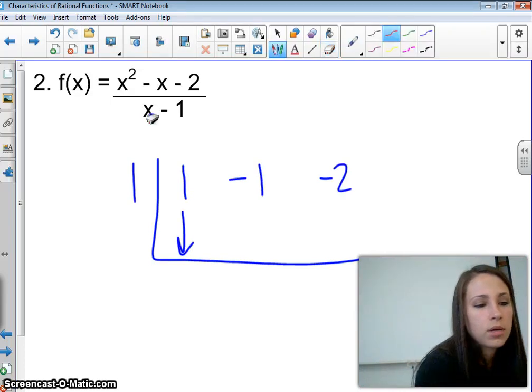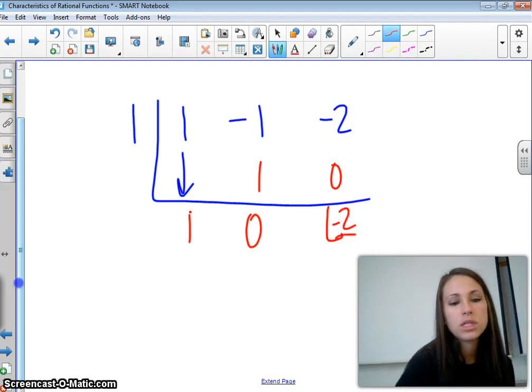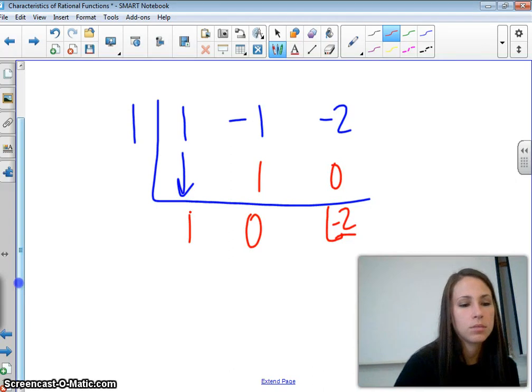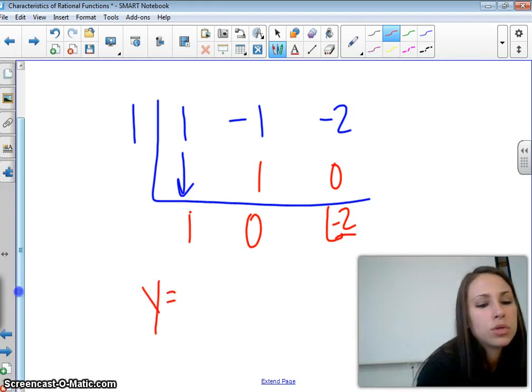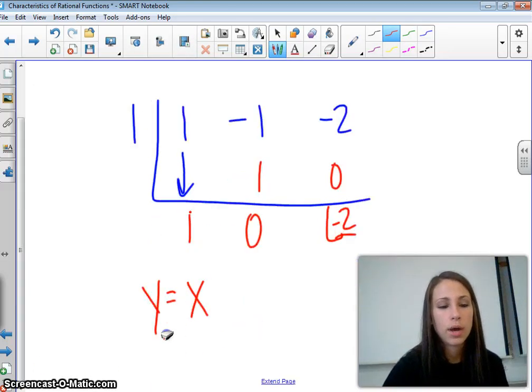So I'm going to bring down my 1. 1 times 1 is 1. That'll be 0. 1 times 0 is just 0. So my remainder is -2. I really don't care about that. Doesn't give me anything when it comes to slant asymptotes. And so this is just going to represent y equals x for my slant asymptote. We go down a degree from here to here. So y equals x would be my slant asymptote. You could check that on the calculator.